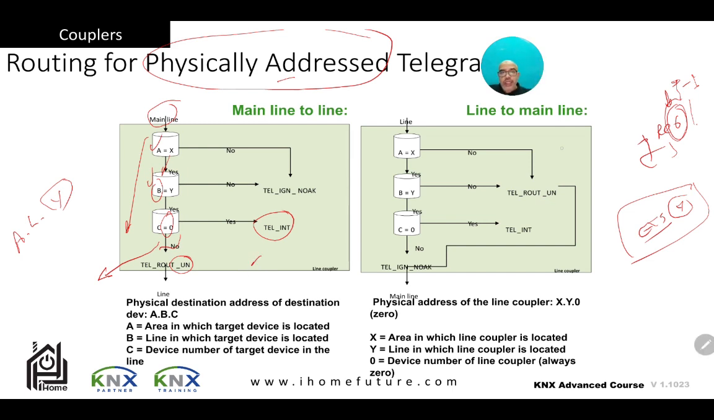Let's say I am routing from line to main line, almost the same situation. If it is allowed, then it will go. If not, then it will be blocked.